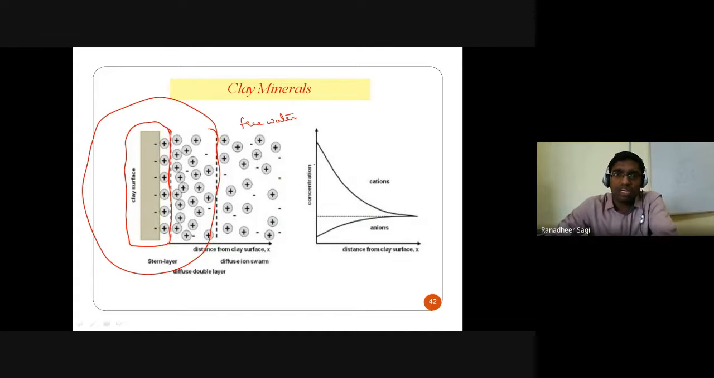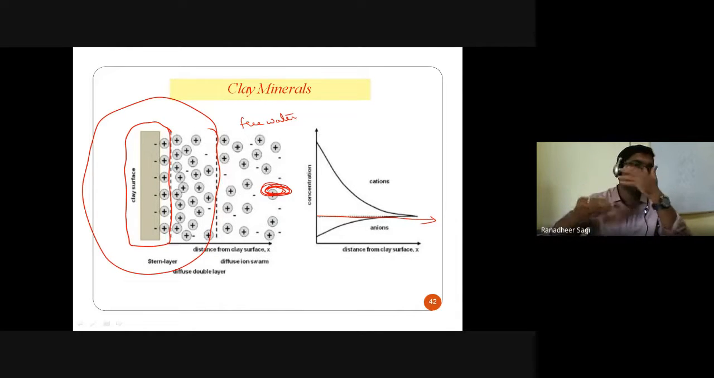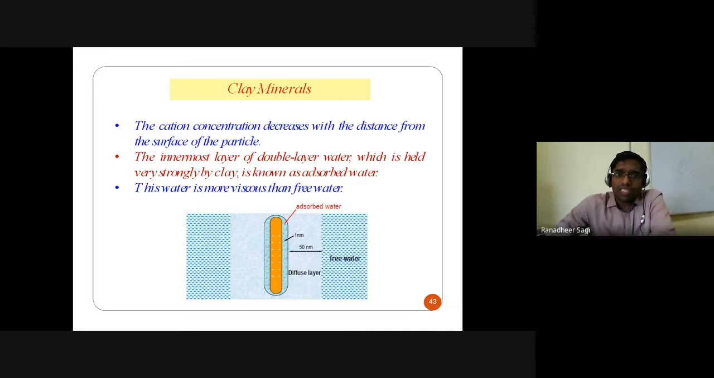So the concentration of cation exchange or cation deposition on the surface of your clay particle tends to decrease with the distance from the clay surface. If the water molecule is somewhere here, and the distance from the surface of the clay particle is relatively large, then the force of attraction on this water molecule decreases with increasing distance from the clay surface. The cation concentration decreases with the distance from the surface of your particle.